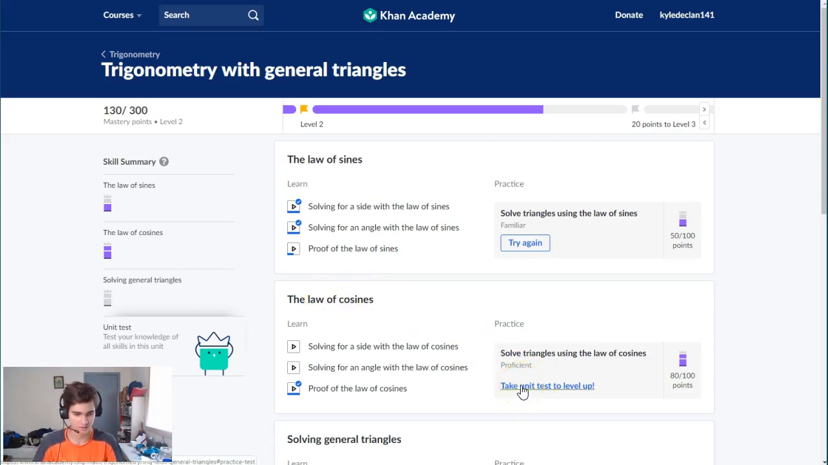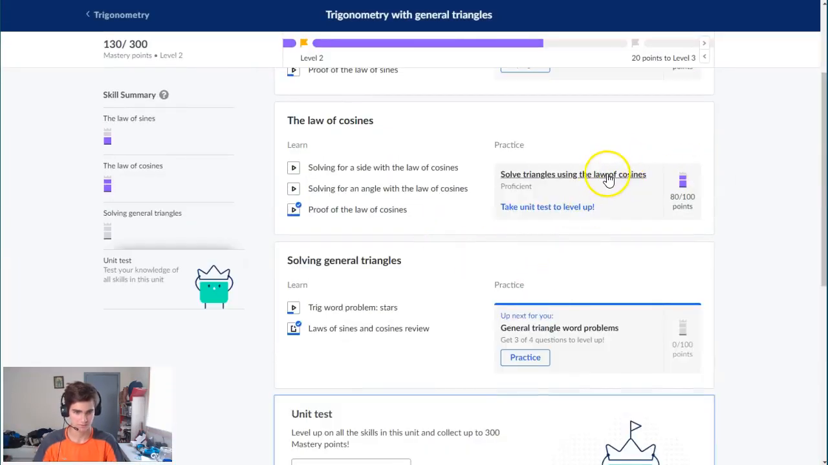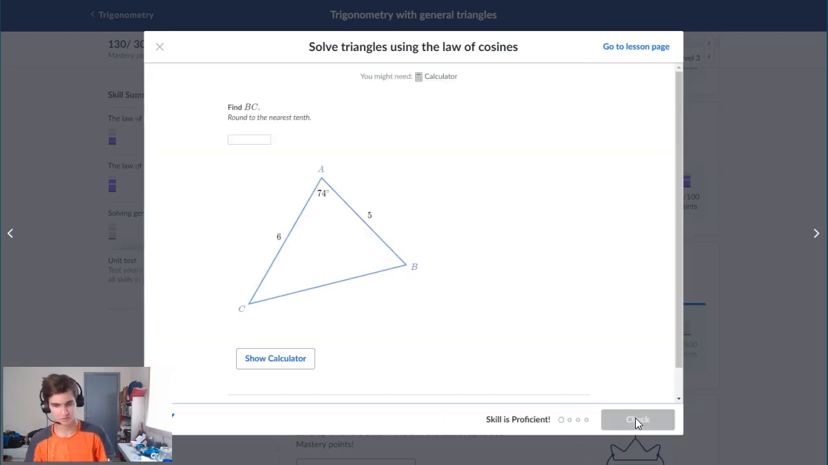So let's start by taking this unit test, start by practicing these exercises. So let's just start, before we get into this, by reviewing what exactly is the law of cosines.